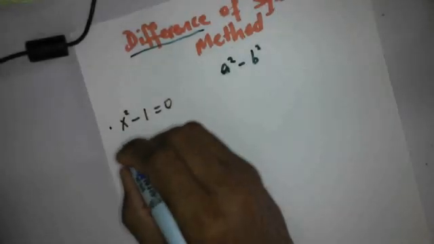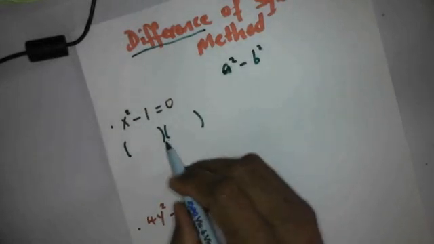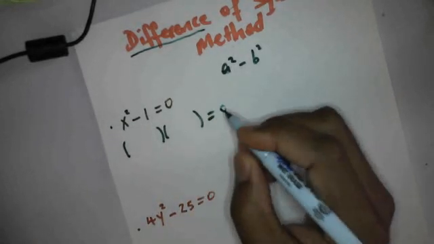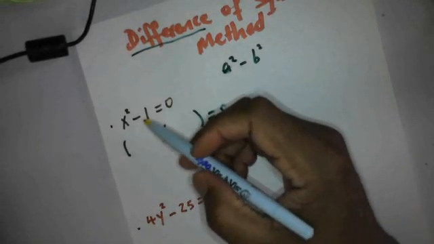So what you will do is have two sets of parentheses. No sign should be between the parentheses. They should be multiplying each other, equal to 0. Then you will take the square root of each term.